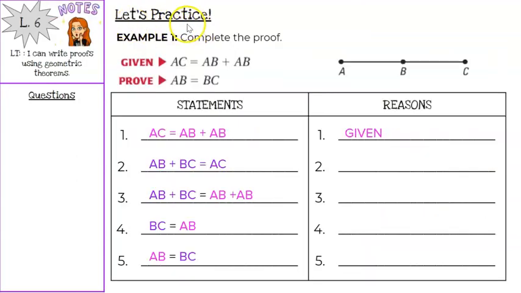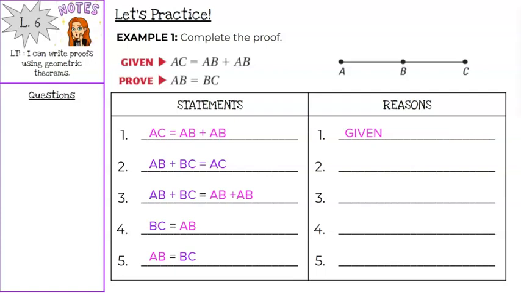So we're going to jump in. We're going to complete the proof. We are given that AC equals AB plus AB. So prove that AB equals BC. The first thing that I like to do is make sense of the diagram and the information that is given to me. And sometimes I do that by just applying some numbers, so it helps make sense in my brain.